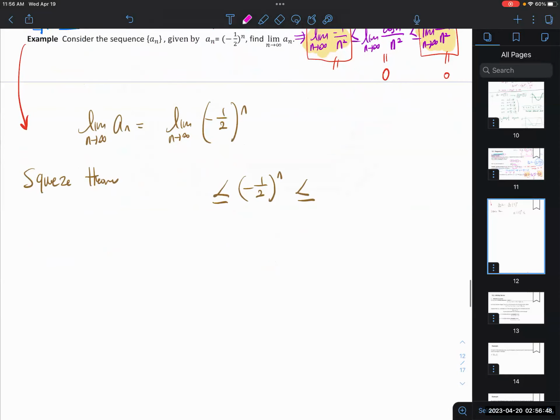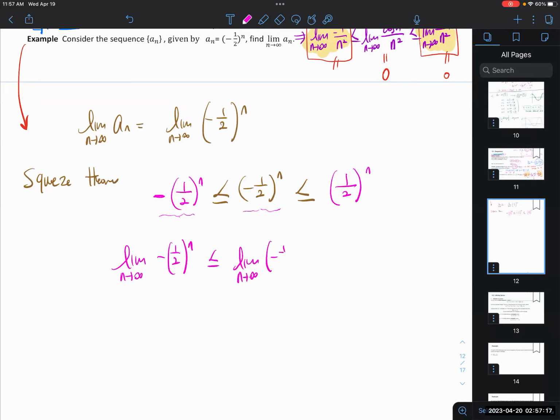So I'm going to create it. What if I have here negative 1 over 2 to the n? This outcome is always smaller than this one. This is a positive outcome, this is a negative outcome. Another one is I'm going to just have a positive 1 over 2 to the n. So this is a specific order. And then I'm going to keep the limit of -1 to the n over 2 to the n in the middle. Now we're going to take the limit of -1 over 2 to the n and the limit of 1 over 2 to the n.